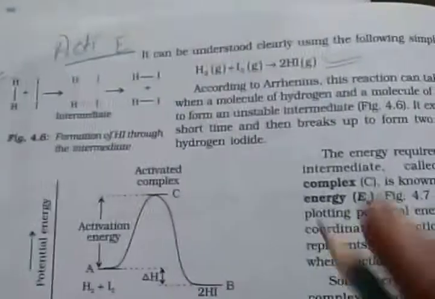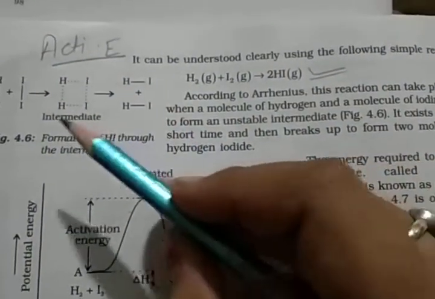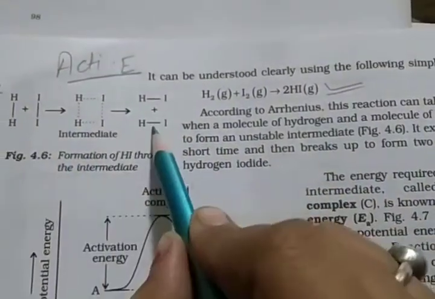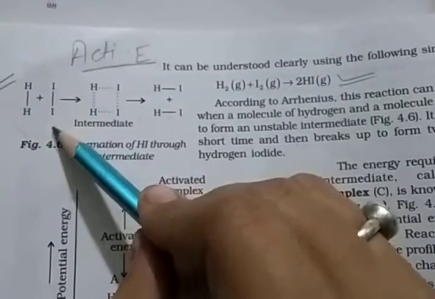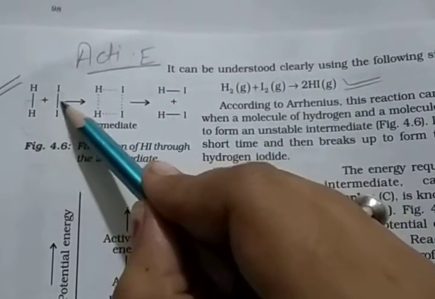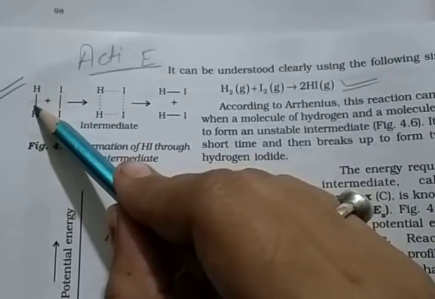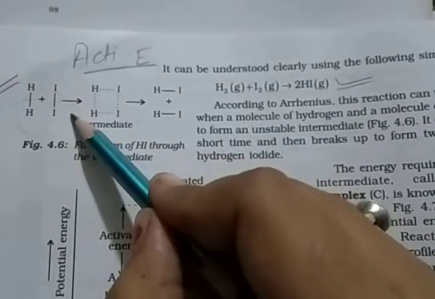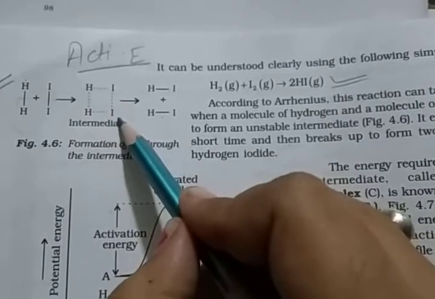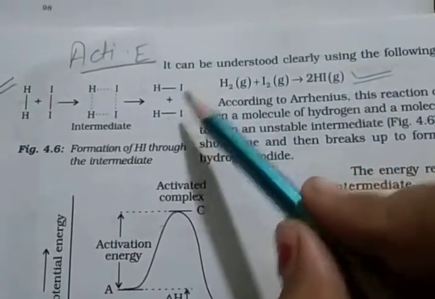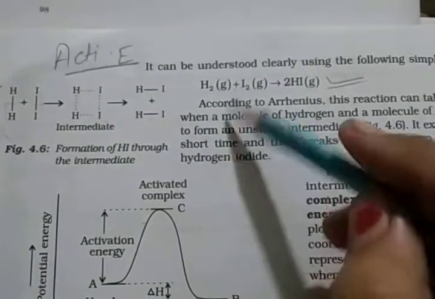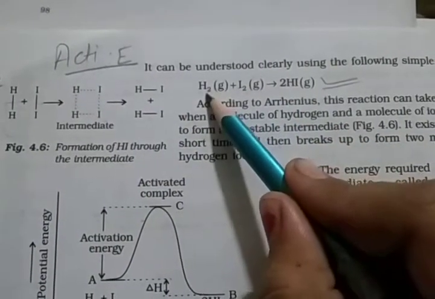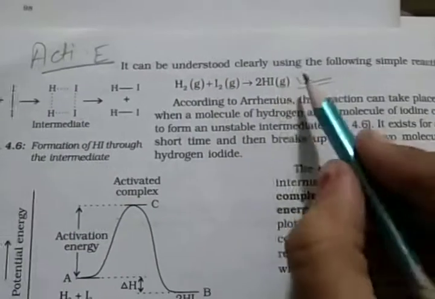For explaining the activation energy, I have to give some knowledge about the formation of HI through the intermediate H2 plus I2. First the bonds break this way: the old bond is breaking and the new bond is forming. See, this is the intermediate. The bond between the HI forms, and the bond between the hydrogen breaks. So the overall reaction is hydrogen plus I2 giving 2HI.